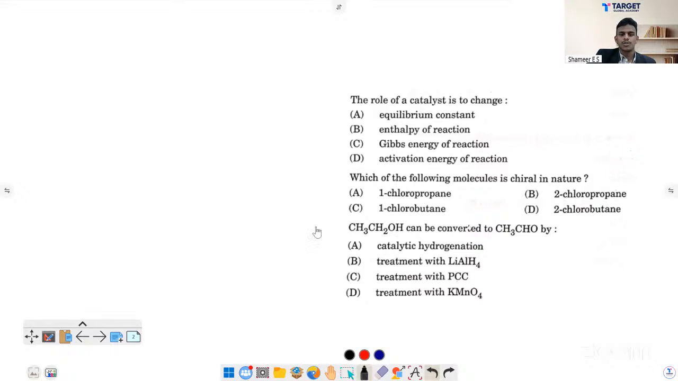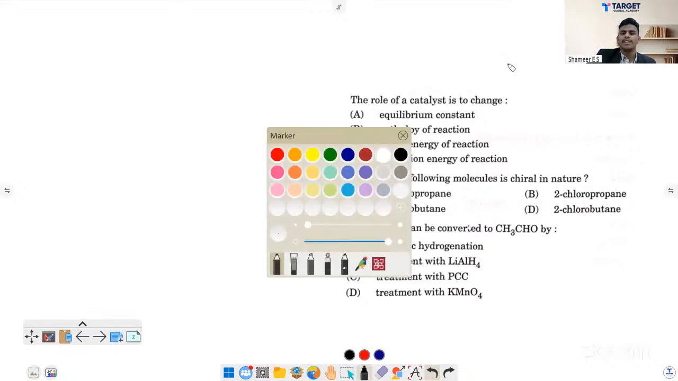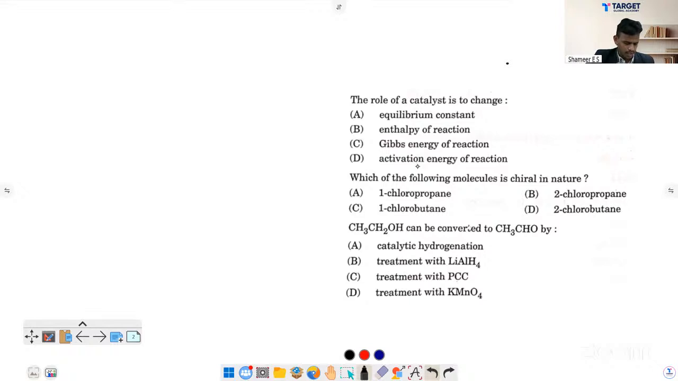The first question: the role of a catalyst is to change, asked many times in every exam. It's important. So the answer is the activation energy of a reaction.